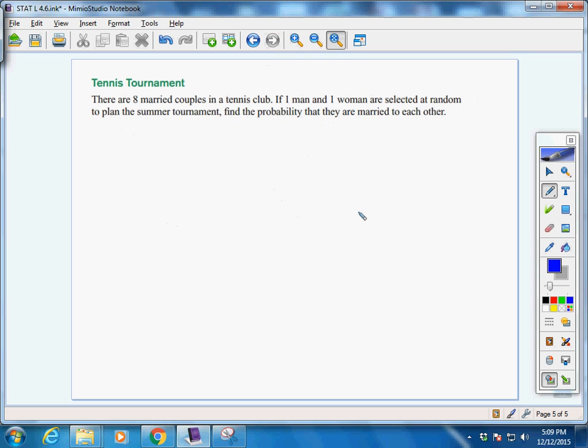One more example. There are 8 married couples in a tennis club. If 1 man and 1 woman are selected at random, find the probability that they're married to each other. So we're going to grab a man and we're going to grab a woman. There's 8 different men and 8 different women for a total of 64. If we want to find the probability that the ones we grab are married, well, how many different married couples are there? 8 out of how many different people? 64, which works out to be 1/8.